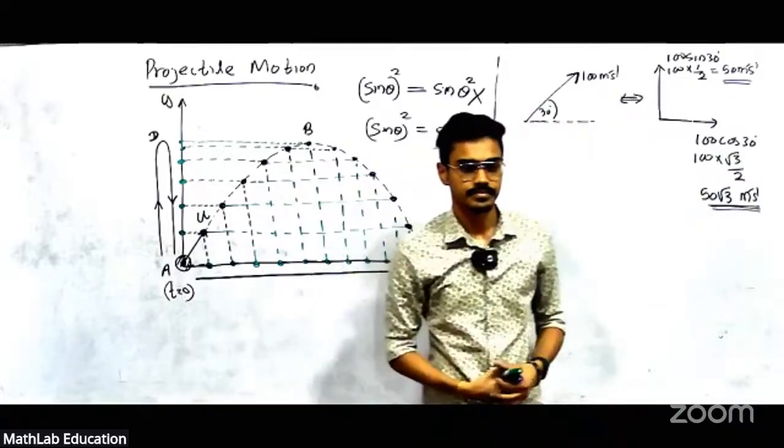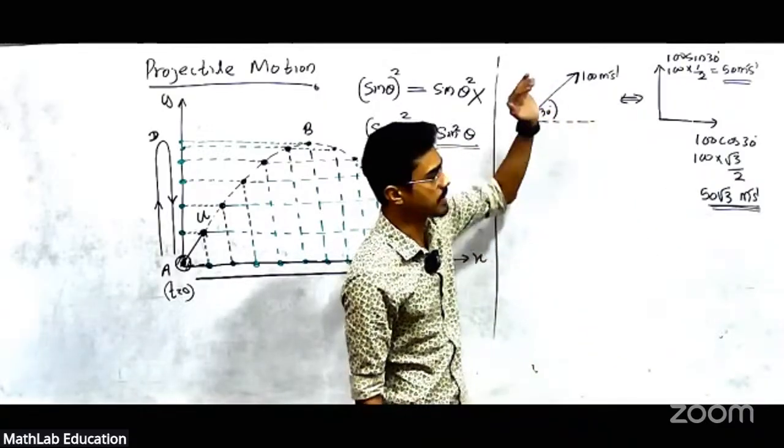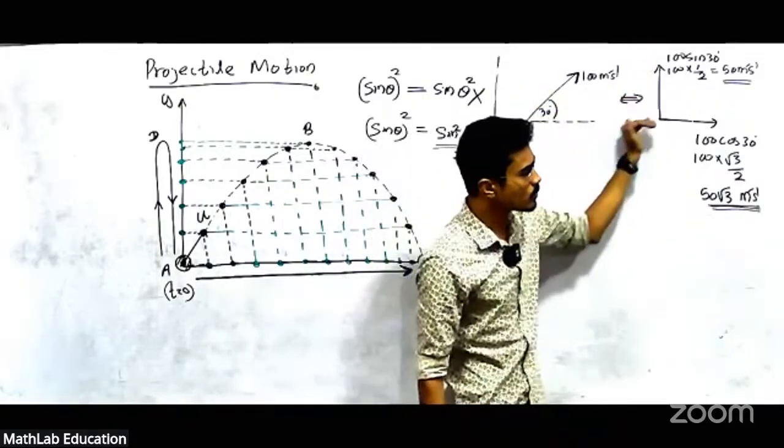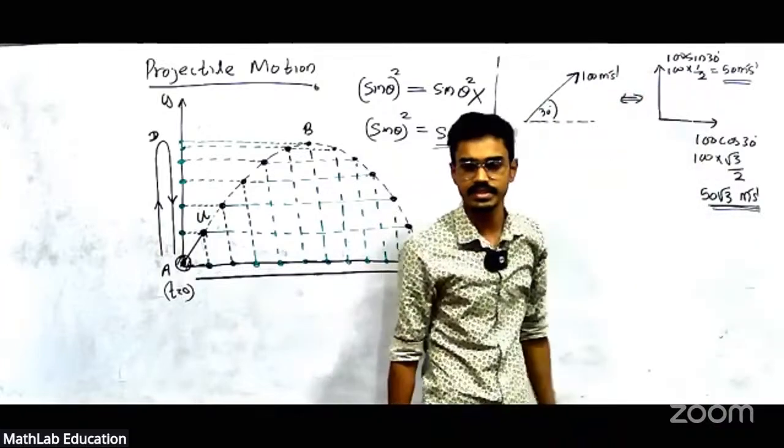Clear? This 100 at 30 degrees angle to horizontal can be represented by two velocities in perpendicular directions as 50 and 50 root 3. That's the meaning.